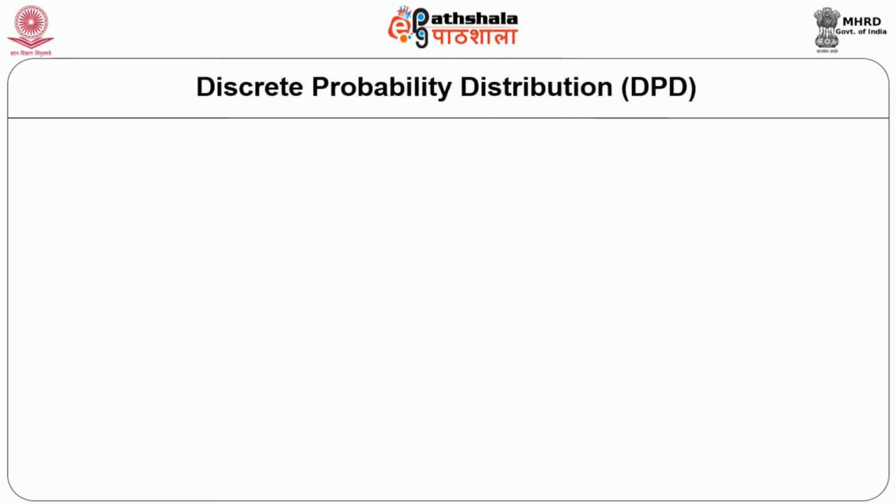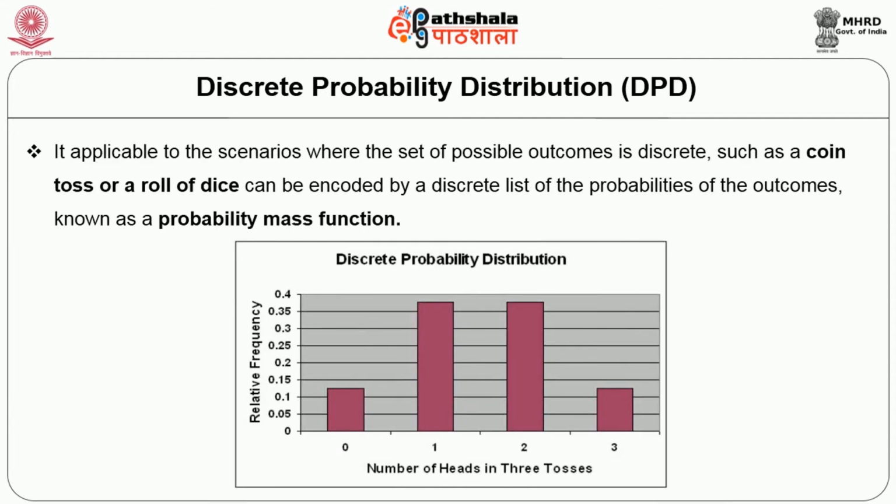So let us understand now the discrete probability distribution. What does the discrete probability distribution say? It is applicable to the scenario where the set of possible outcomes is discrete, such as a coin toss or the roll of a die, which can be encoded by a discrete list of the probabilities of the outcomes. It is known as a probability mass function.